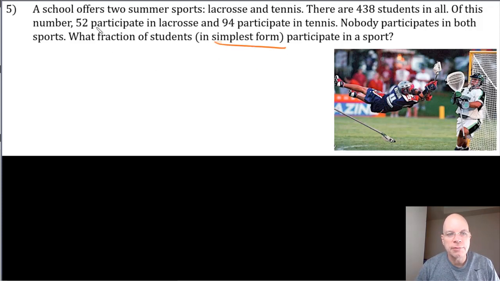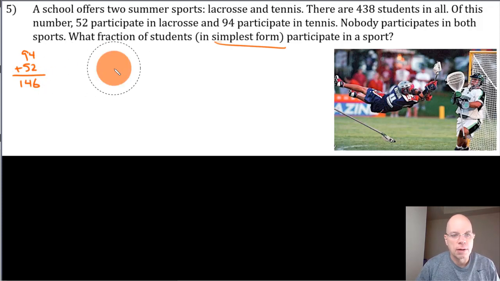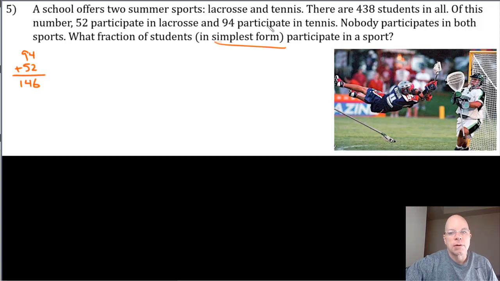So if none of these athletes participate in both sports, we can simply find the sum of 94 and 52 to find out how many athletes participate in a sport. And that's 146. That becomes the part, and the whole is the total number of students, which has been given as 438. So we can set up our fraction as 146 over 438.